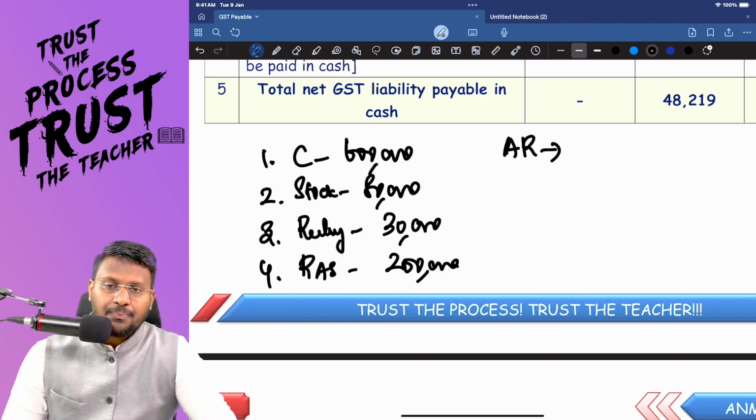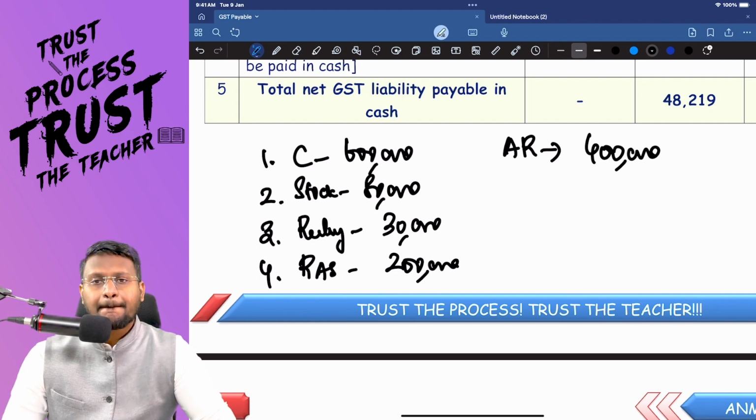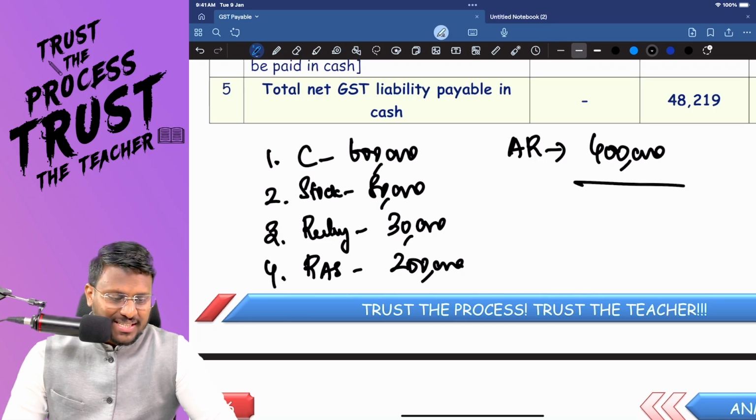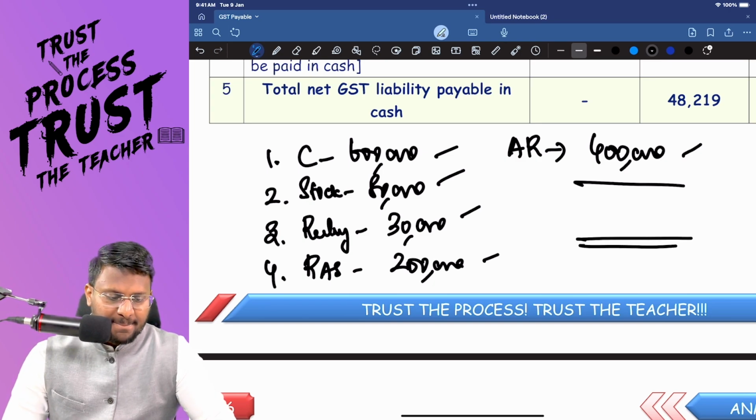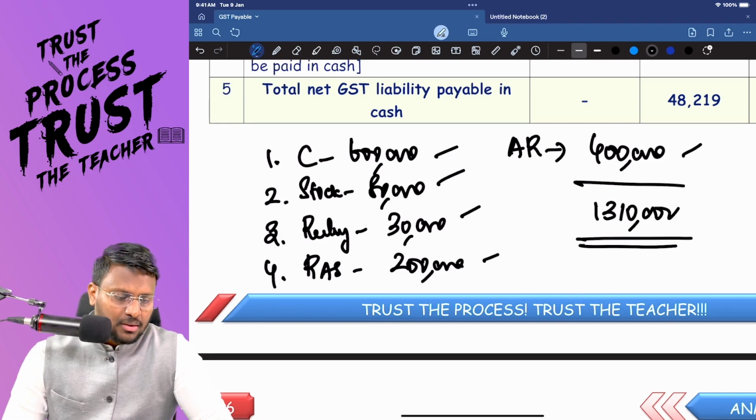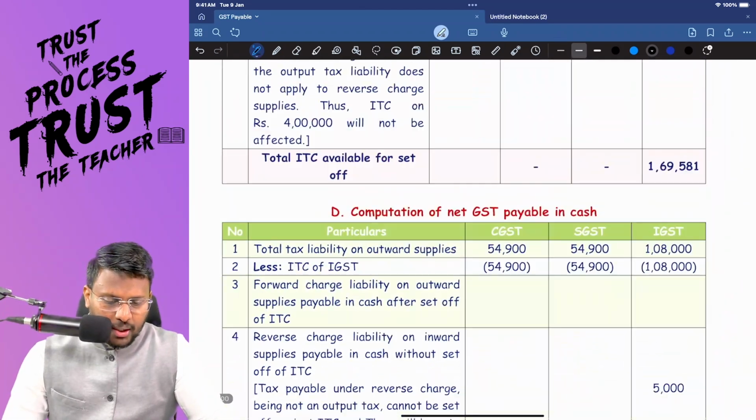Advance received is actually 9 lakh. Out of that 9 lakh, 5 lakh is for goods, but 4 lakh is for services. So 4 lakh. Is there any other item? So 6 lakh plus 80,000 plus 30,000 plus 2 lakh plus 4 lakhs comes to 13 lakh 10,000.